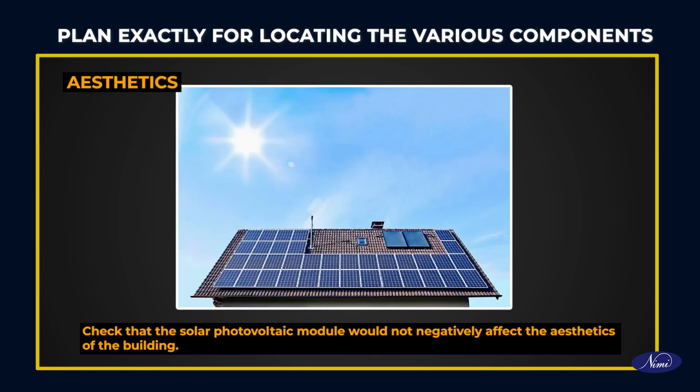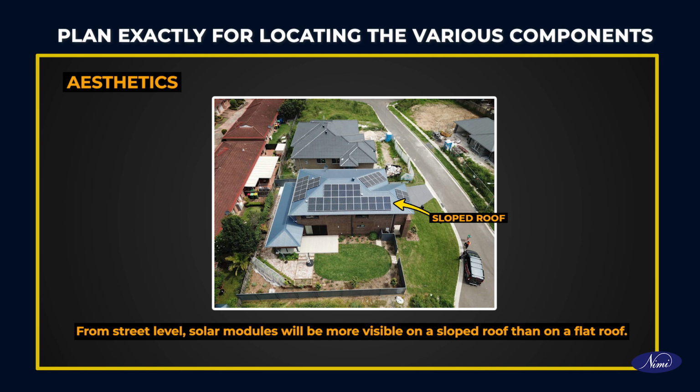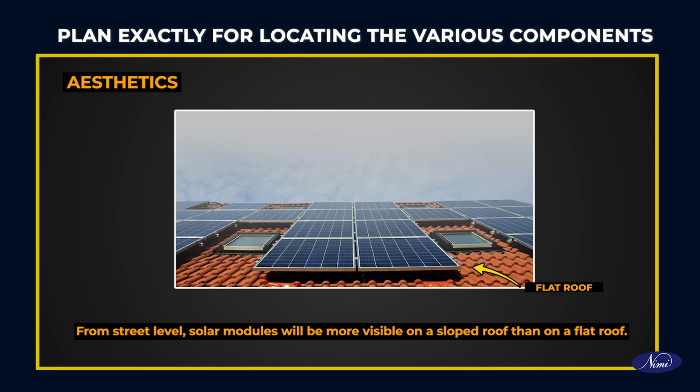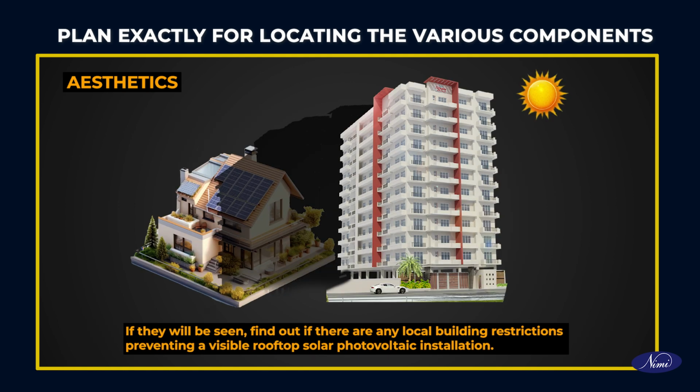Aesthetics. Check that the solar photovoltaic module would not negatively affect the aesthetics of the building. From the street level, solar modules will be more visible on a sloped roof than on a flat roof. If they will be seen, find out if there are any local building restrictions preventing a visible rooftop solar photovoltaic installation.